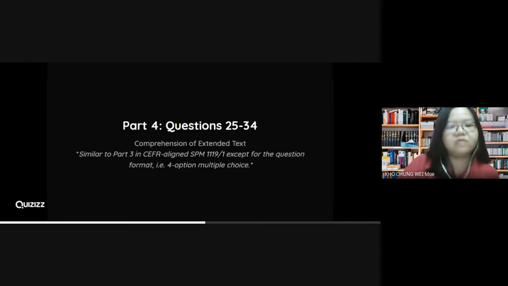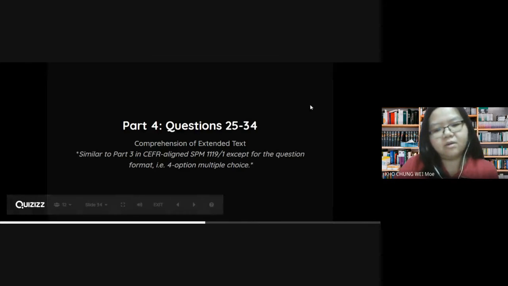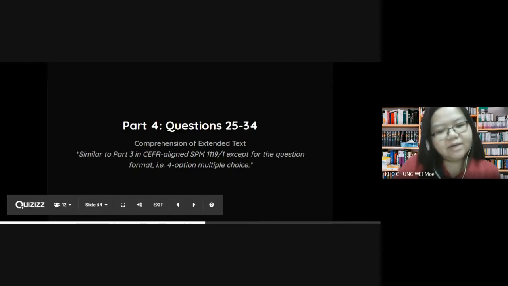We are moving on to the second last part, part 3. Part 3 is a comprehension of extended text. It is similar to part 3 in the new SPM, except for the question format. In your case, you need to answer the question. But for SPM, the new SPM is 4-option multiple choice questions, which is actually much more difficult because the answers are normally very, very close. So it's actually much more difficult when you have multiple choice questions. But in your case, it's easier because you can find the answer.